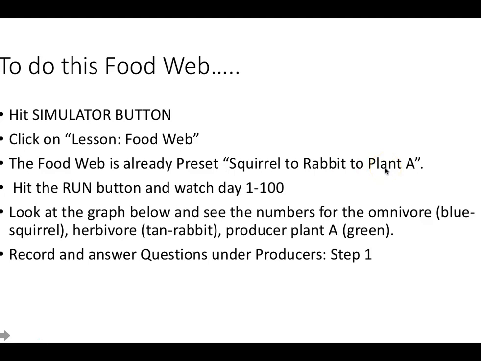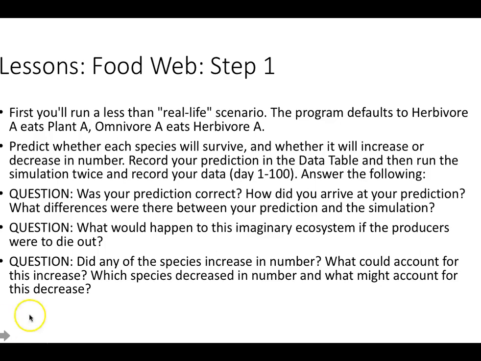That's what the settings are. And then you're just going to hit that run button and watch day 1 through 100. If you want to see a second run, just hit reset and then run. Then look at the graph and see the numbers. It's going to go day 1 through 100, so you can see the trends. For the numbers, the omnivore, blue, is the squirrel, the herbivore, tan, is the rabbit, and the producer, plant A, is green. Then record and answer the questions on this slide.